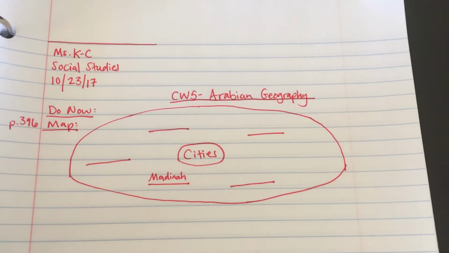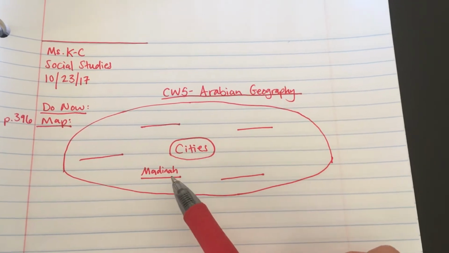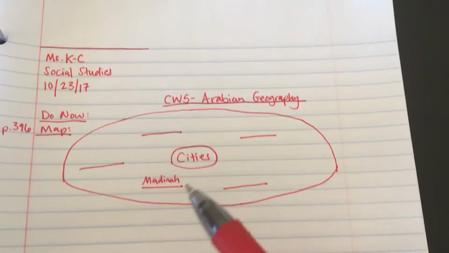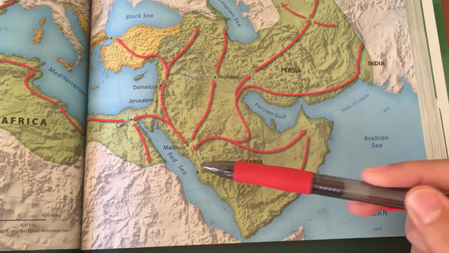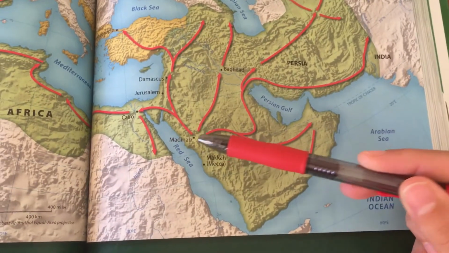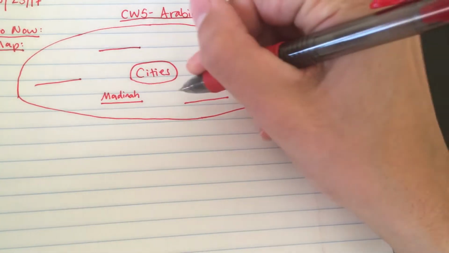Okay, by now you should have set up your do now, and you see that we're doing a circle map about cities. So we see that one city on our map is called Medina, and we're gonna go up to our map, and we can see that cities on this map are shown on most maps like a dot with the name next to it. So Medina is right here, and I already found another one, Mecca, and go ahead and add that to my circle map.